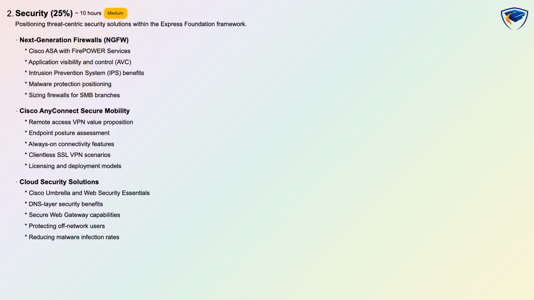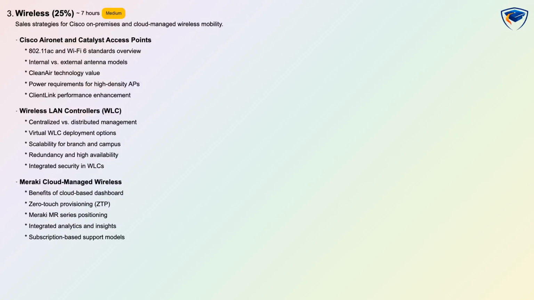The syllabus also covers remote access with Cisco AnyConnect, teaching the value of remote VPN, endpoint posture assessment, always-on connectivity, clientless SSL scenarios, and licensing models. Cloud security topics include Cisco Umbrella and DNS layer protection, secure web gateway capabilities, protecting off-network users, and strategies to reduce malware infection rates.